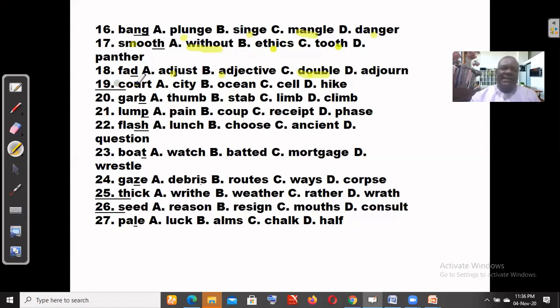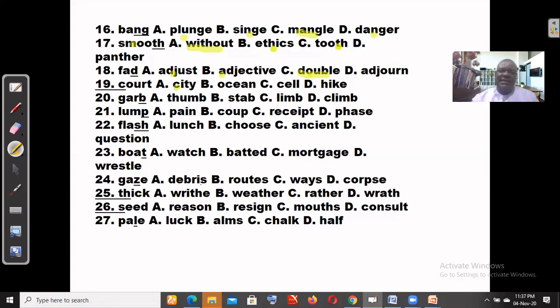All right, number 19, we have cut. And C underlined represents the sound K. All right, so let's look at the options. We are looking for the sound K, and any word that contains the K becomes the answer, as simple as that.